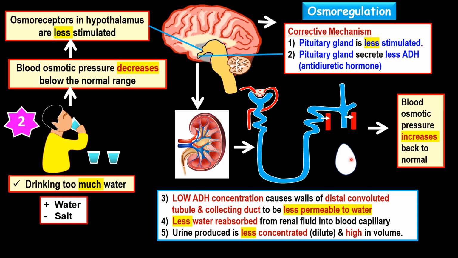So the urine will be very pale in color, almost colorless, and high in volume. All right. Then this will cause the blood osmotic pressure to increase back to normal because now less water is reabsorbed into the blood. So the concentration of water in the blood is not that high as before. Okay, it's low, but the blood osmotic pressure increases. It's inversely proportional to the concentration of water.